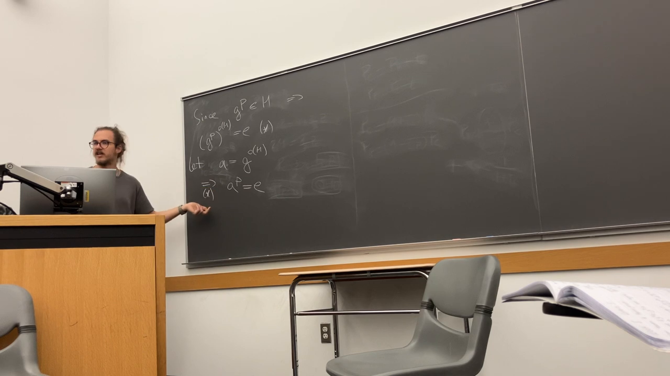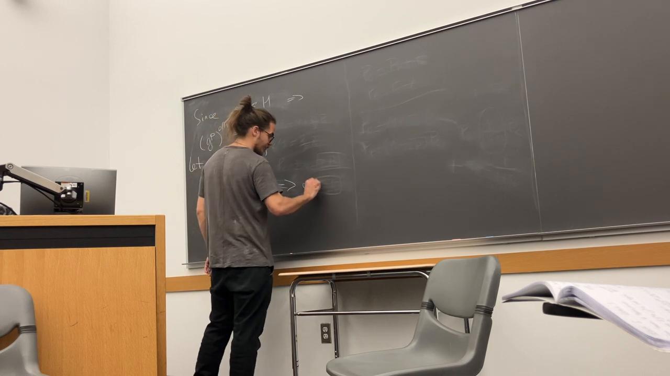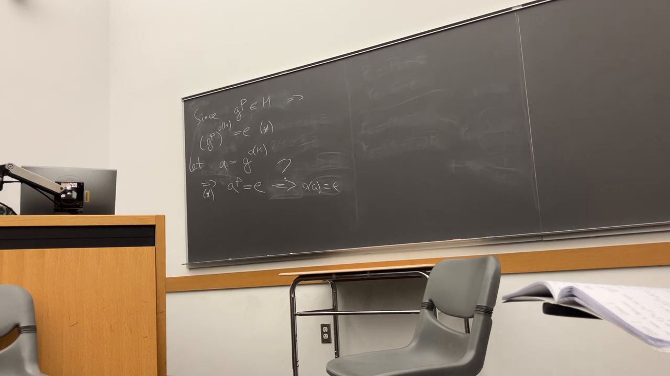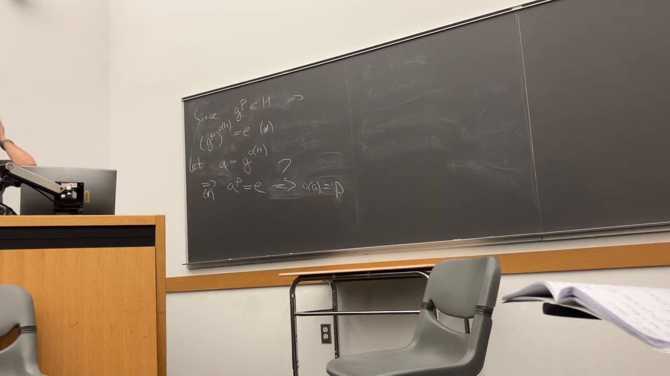But from here we cannot immediately conclude that the order of a is p. Why can we not immediately conclude this? It could be cyclic, going around multiple times before you get to e. You have to show p is the smallest. So what happens if it's not the smallest? It could be the order times some constant.